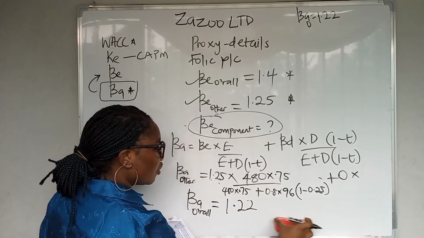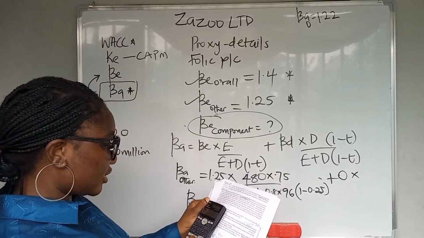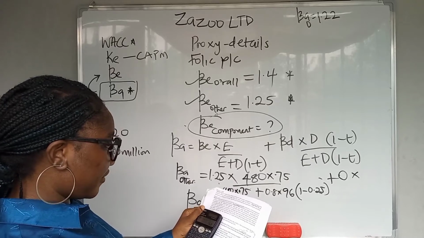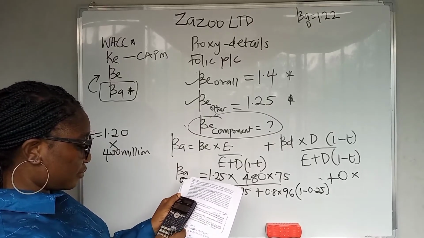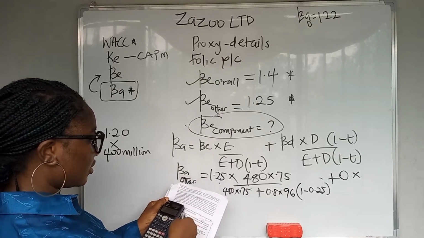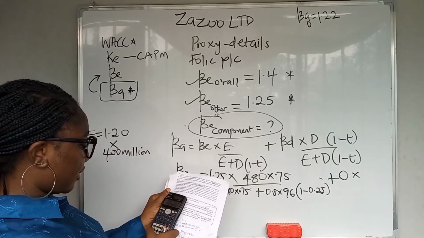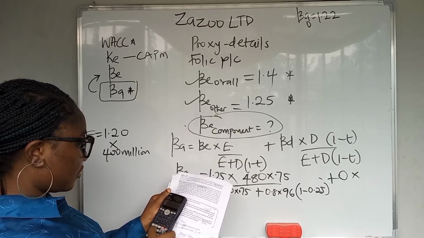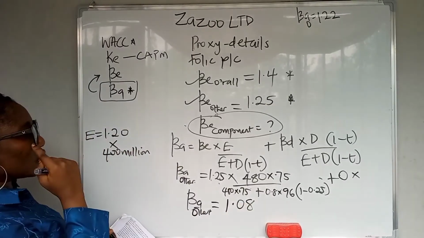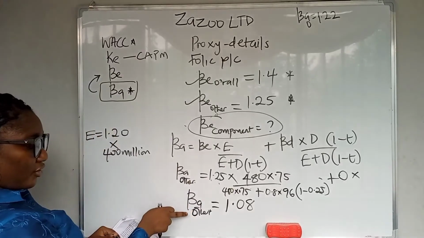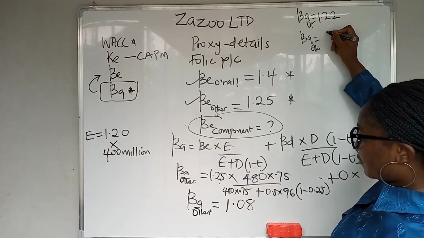Does that make sense? So now your business risk, which is your BA of other aspects of the business, will be what? Put that in your calculator. 0.8 times 96 multiplied by 0.75 plus this, which is 480 times 0.75. I'm putting that in brackets, equals, then say 480 times 0.75 divided by answer multiplied by 1.25. So that gives you 1.08. Okay, 1.08. So your asset beta or your business risk of the other aspect of the business is 1.08.